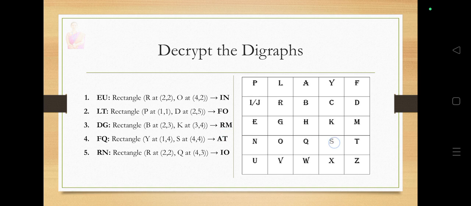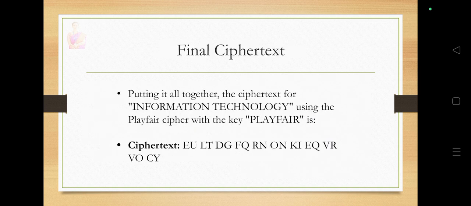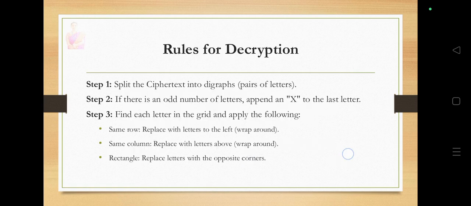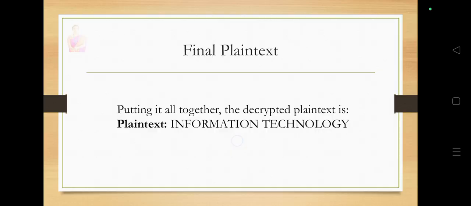What is meant by ciphertext? We have converted the meaningful text into meaningless text. Then again we have done the decryption, converting the meaningless text into meaningful text. So your answer will become information technology, right?